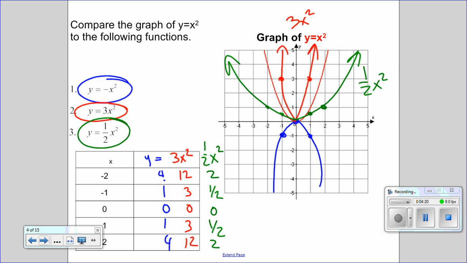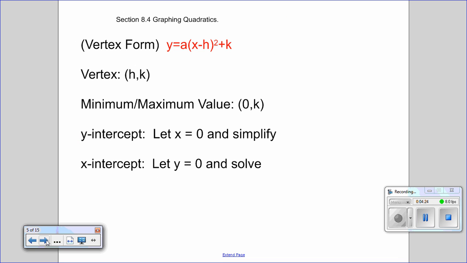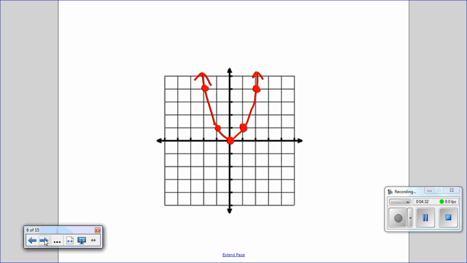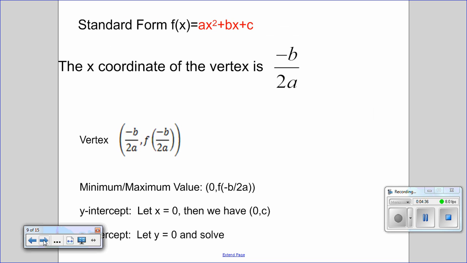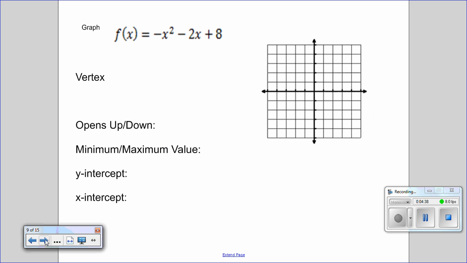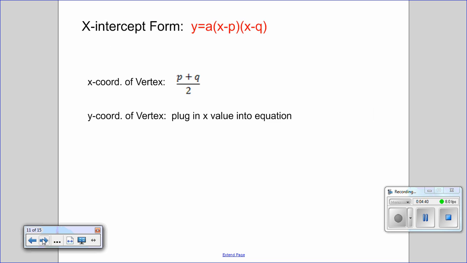All right. Now let's be more specific with the 3 types. So we're going to have to be able to graph 3 types, and without a graphing calculator. So we have to be able to do vertex form, and we'll do an example of that one. We have to be able to do standard form with an example, and we'll have to be able to do x-intercept form with an example.